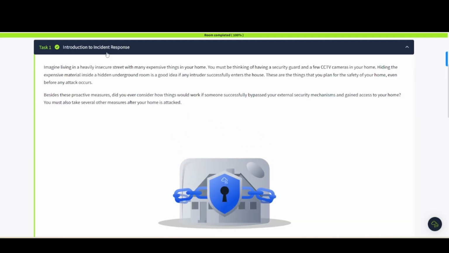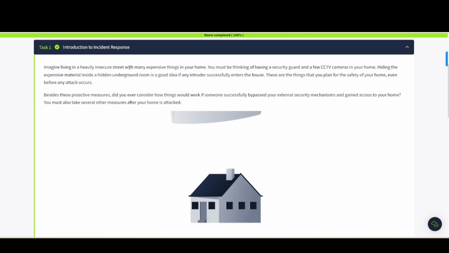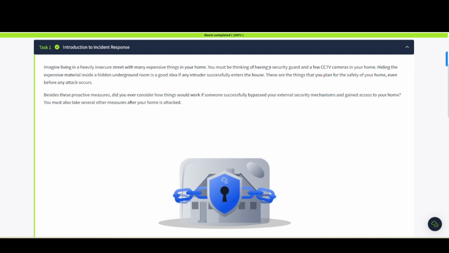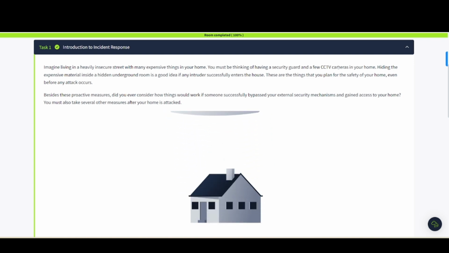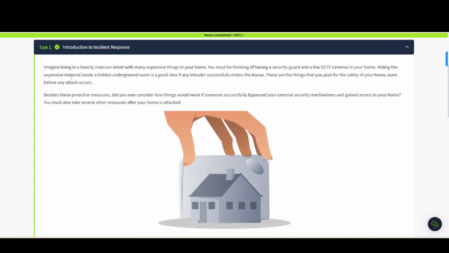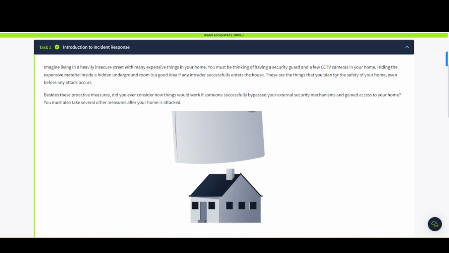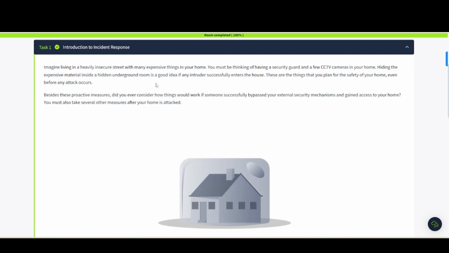Task 1, Introduction to Incident Response. Imagine living in a heavily insecure street with many expensive things in your home. You must be thinking of having a security guard and a few CCTV cameras in your home. Hiding the expensive material inside a hidden underground room is a good idea if an intruder successfully enters the house. These are the things that you plan for the safety of your home even before any attack occurs.